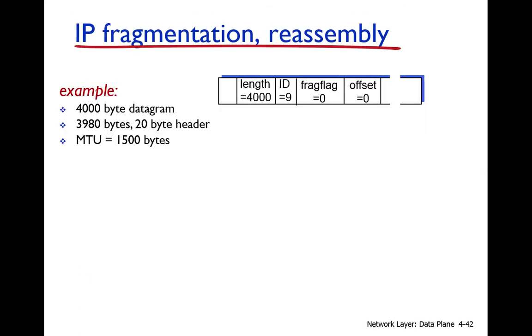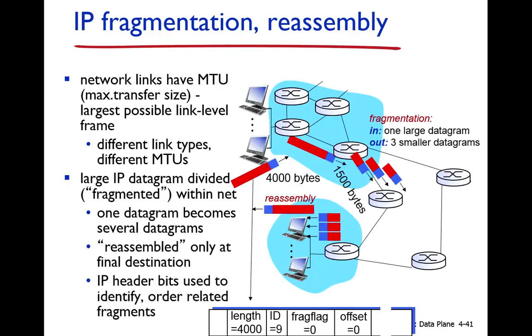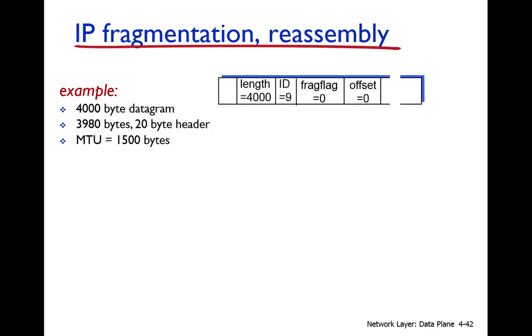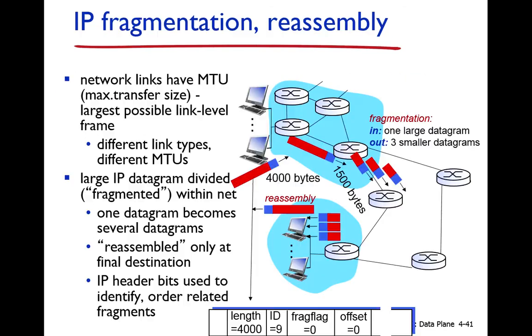Now we are going to continue with how a packet is divided. For example, when this large packet is received, its size is 4000 and its identifier is 9, and we want to divide this packet into packets of maximum size 1500 bytes. As we have discussed, we have received a 4000 byte datagram.